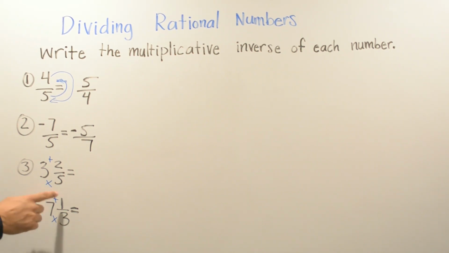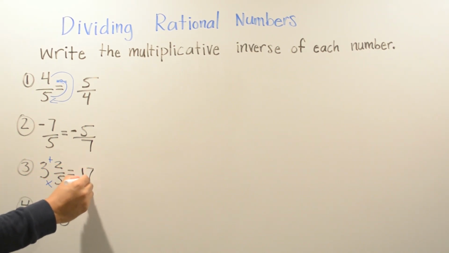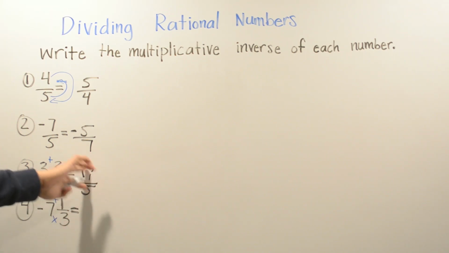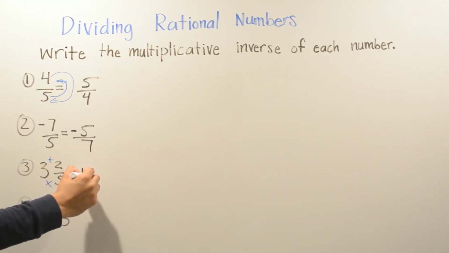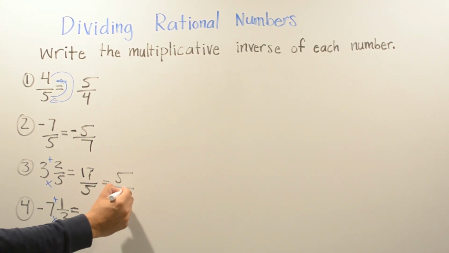So if you do 5 times 3 is 15, plus 2 is 17. So you have 17 over 5. After that, we flip it. So your answer is going to be 5 over 17.